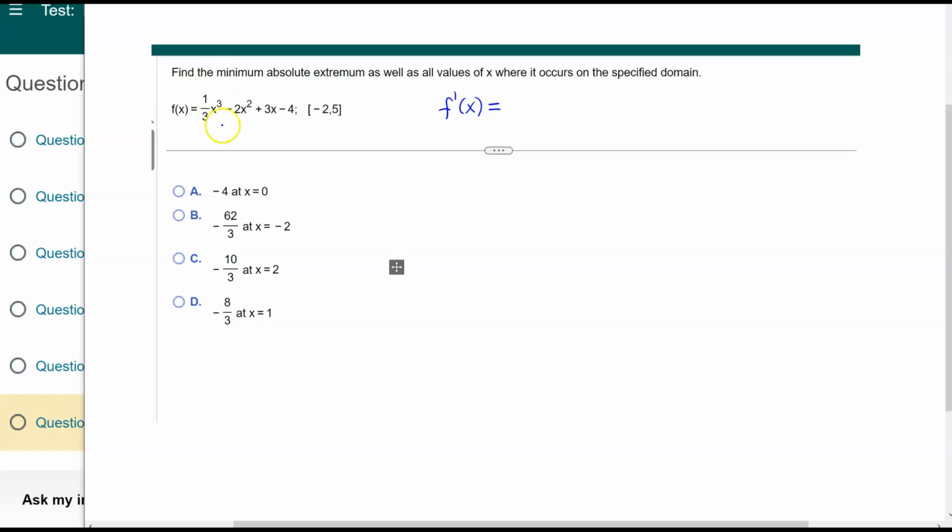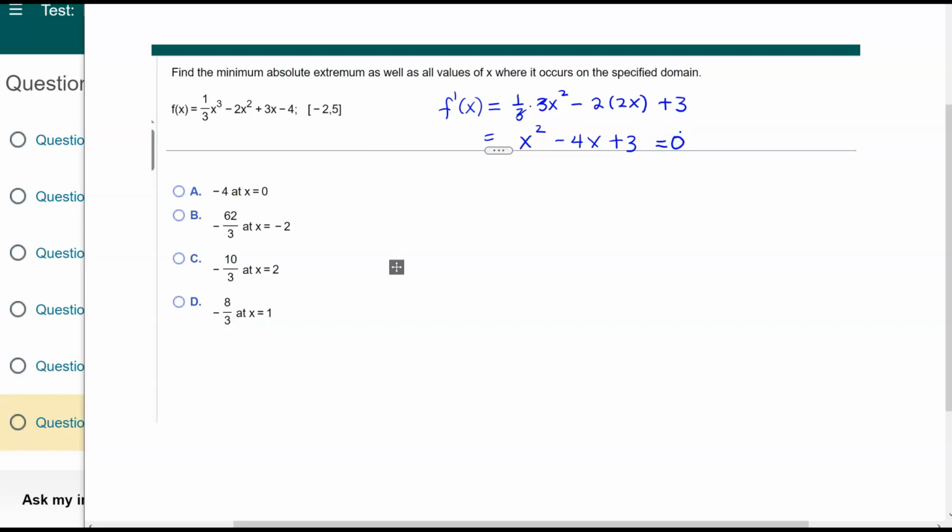So the derivative of f of x will be, 1/3 times 3x squared minus 2 times 2x plus 3. And then you simplify that. This cancels. So this is x squared minus 4x plus 3. This is the derivative of the given function here. Make sure to check before you proceed. Now, you equate this to 0.